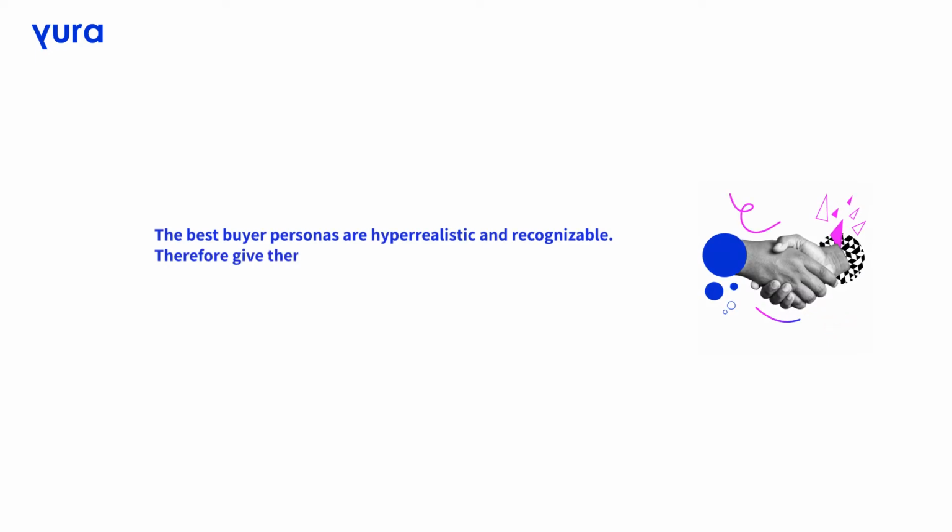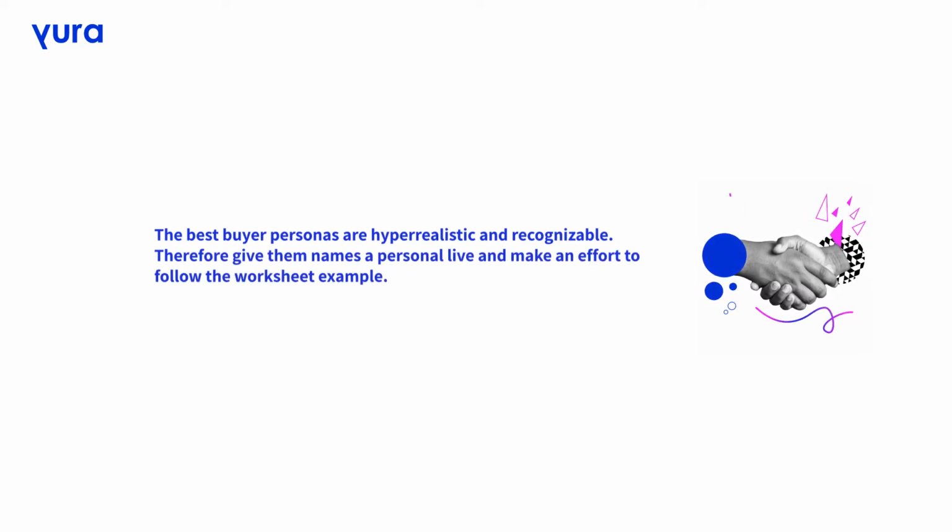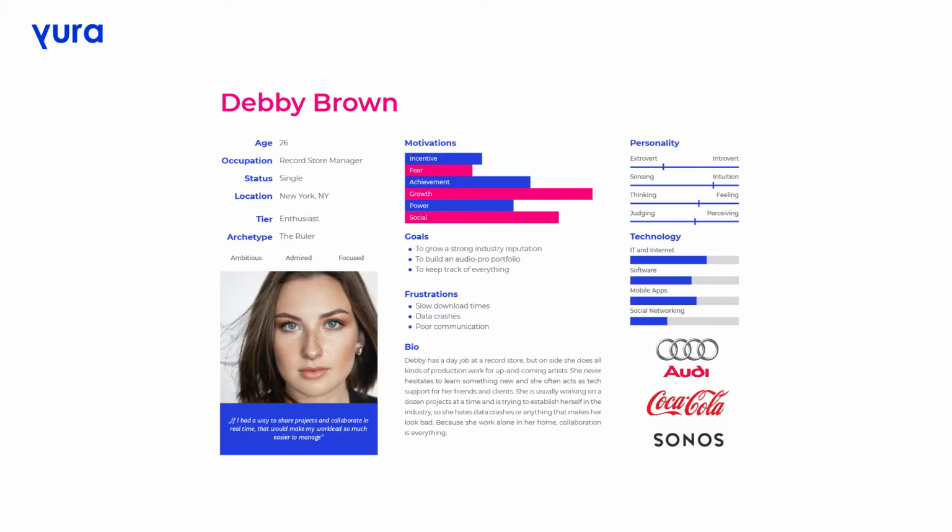And the best buyer personas are hyper-realistic and recognizable, and therefore give them names, give them a personal life, and make an effort to follow the worksheet example. For example, when you look at Debbie Brown, she's a record store manager. She lives in New York and she's single. Her tier is enthusiast, her archetype is the ruler. We'll get to that tactic later.